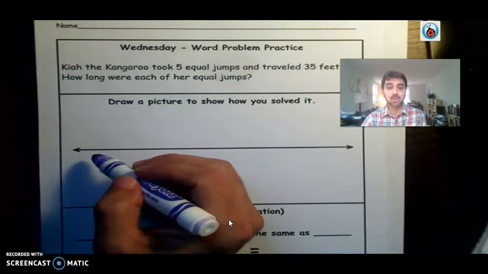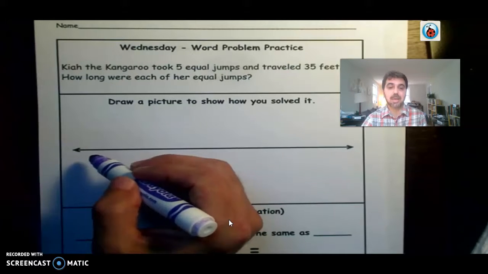And boys and girls, if you want to use the math app that I just showed you, I'll put a link in the Google Slides for you and you can use that. It's really fun.